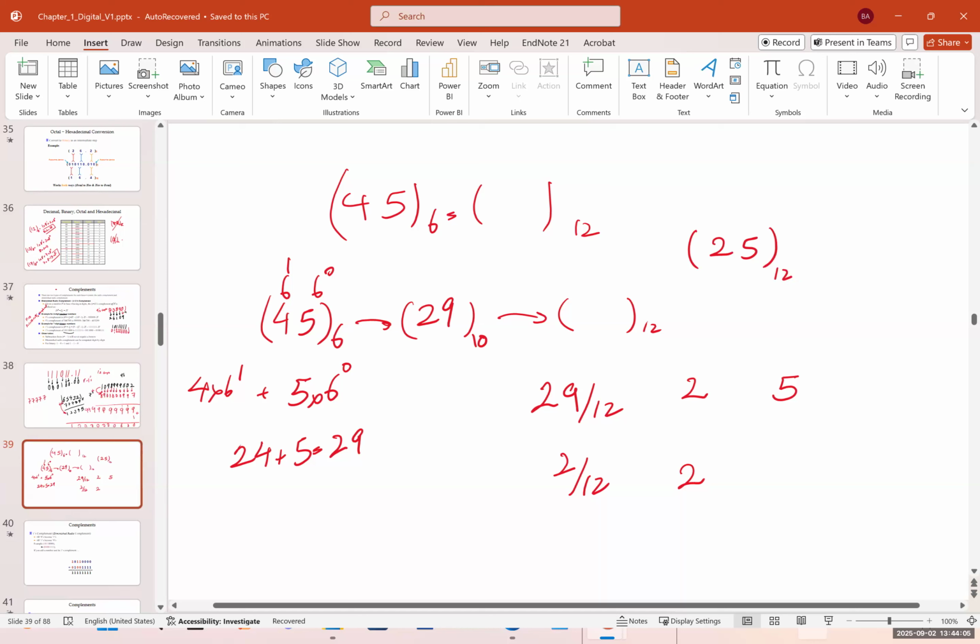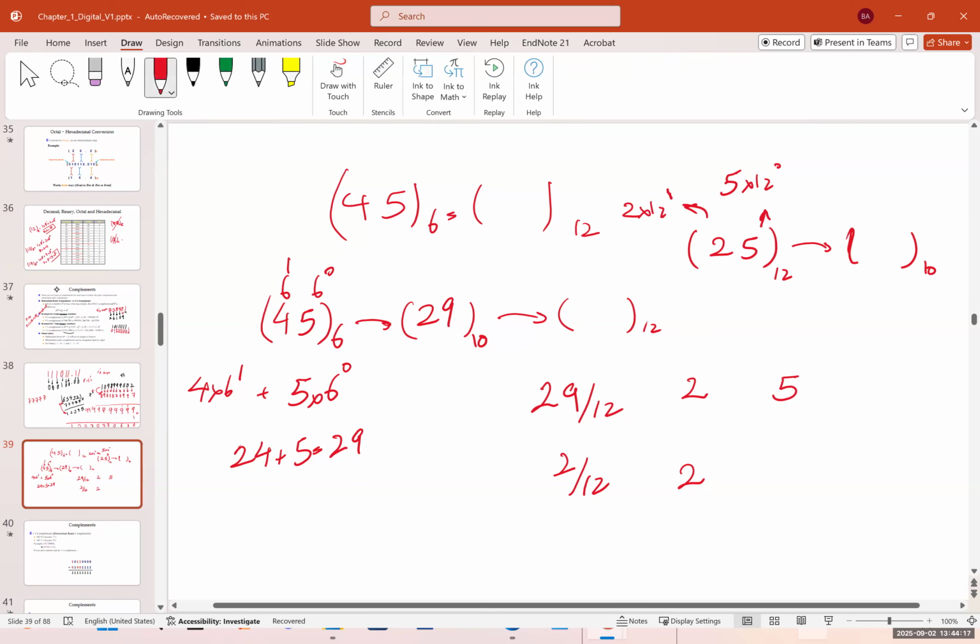Let's convert it back. 2, 5 in the base of 12. I want to convert it to the base of 10. This is going to be 5 times 12 to the power of 0, 2 times 12 to the power of 1. Am I correct? So 2 times 12 is 24, plus 5 gives us what? 29. 2, 5. Is it clear?